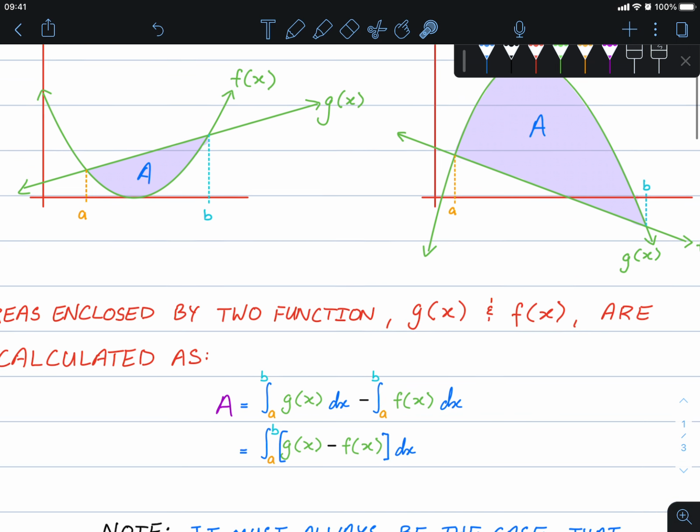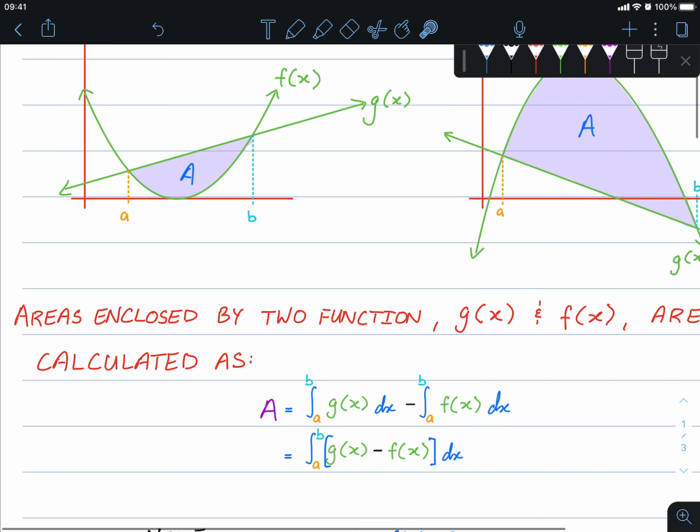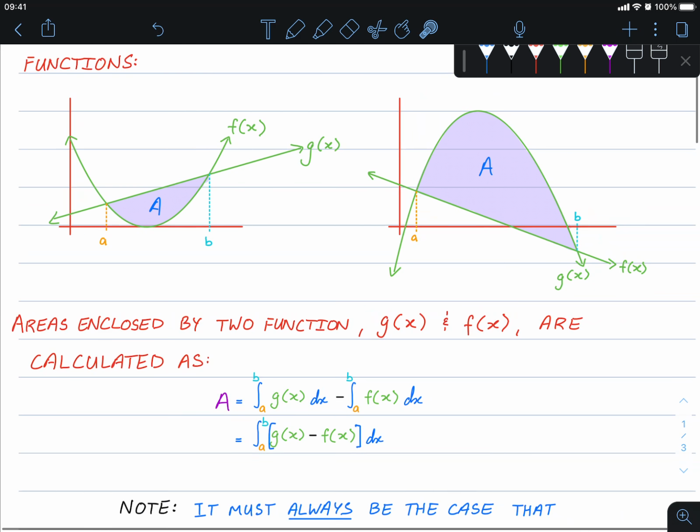The reason for this is if we calculate the area of g of x, so this area here, and then the area of f of x, this one here. If we did the trapezium minus this area that's highlighted currently, we will be left with the area between them.